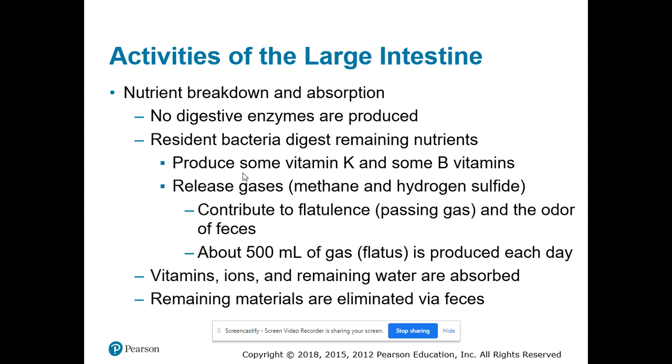So in terms of activities of the large intestine, first we have nutrient breakdown and absorption. Actually, no digestive enzymes are produced. The rest of the food is broken down by bacteria that live inside that gut. These bacteria help produce vitamin K and some B vitamins, but the thing they're most known for is releasing gases. They release two major gases, methane and hydrogen sulfide, and these contribute to flatulence, otherwise known as passing gas. It also contributes to the odor of your feces.